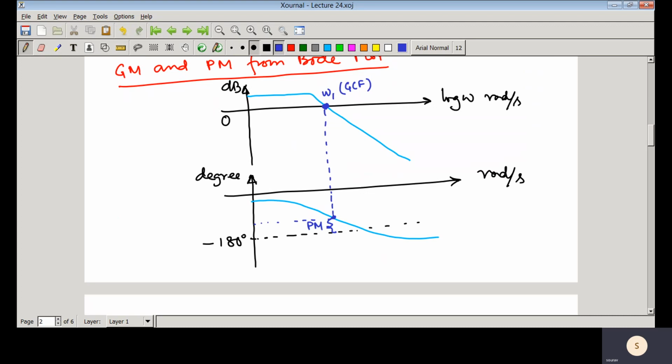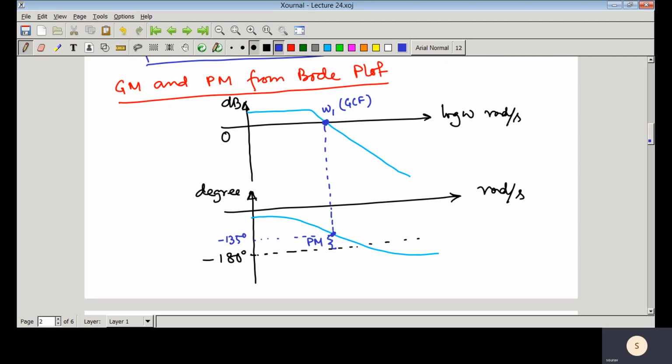So first we see where it cuts that 0 dB line. That means this is the frequency where the magnitude of the loop transfer function is equal to 1. That means this is the gain crossover frequency. We first find, at the gain crossover frequency, what the phase is. Suppose this is, for example, 135 degrees, then 180 minus 135 degrees. That means how much angle we need to add such that it would be minus 180 degrees. That would be 45 degrees. So in this particular case, the phase margin is 45 degrees.